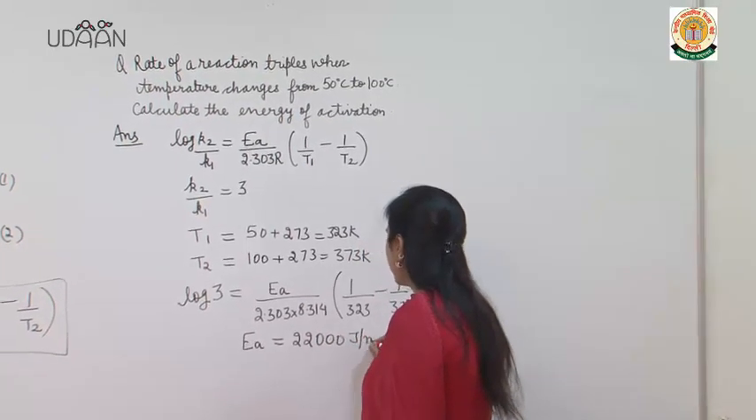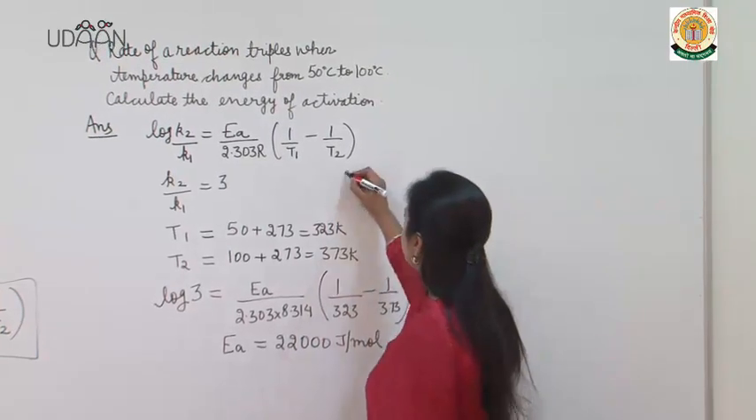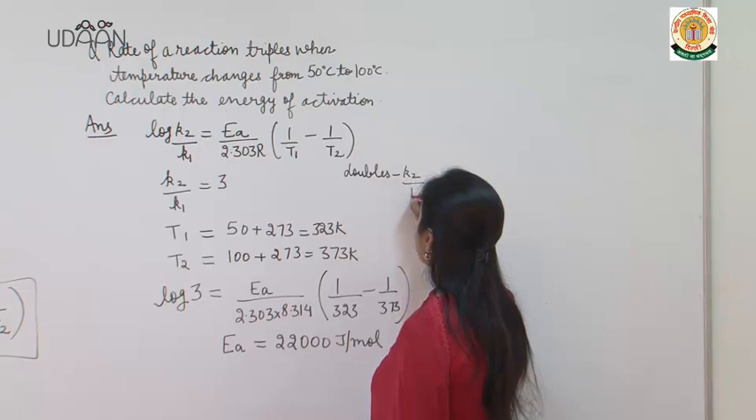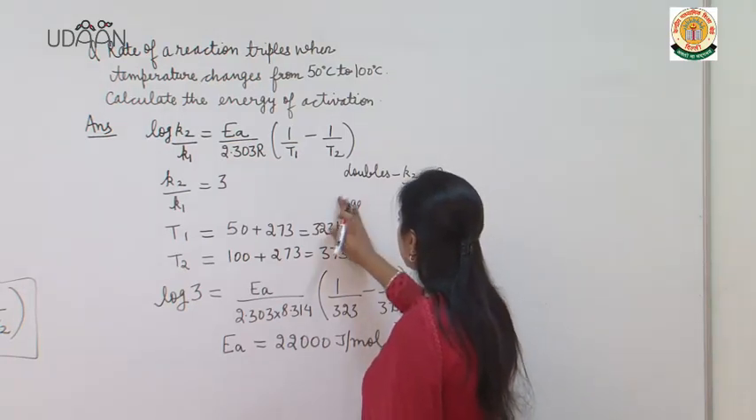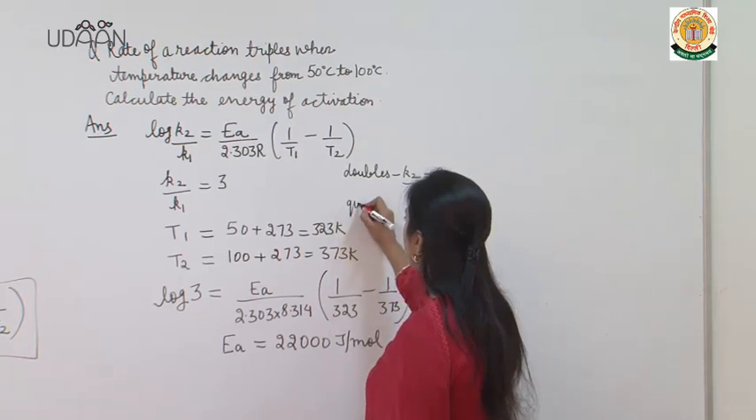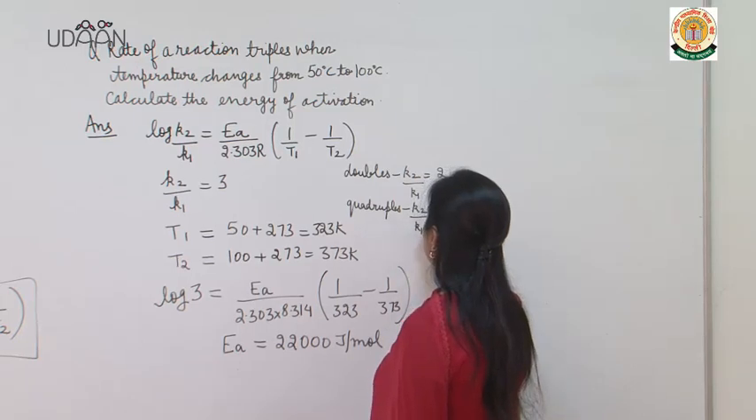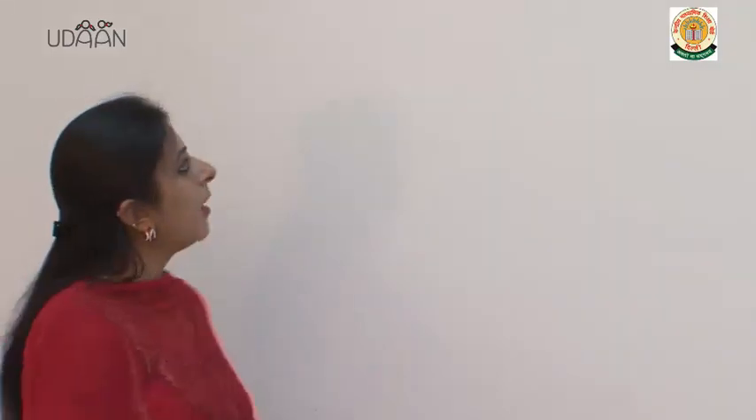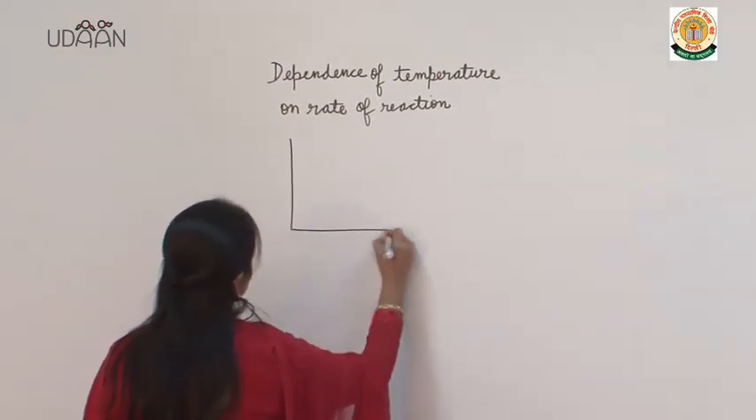22,000 joule per mole. अगर आपको लिखा होता that the rate of reaction doubles, तो doubles में आप क्या करते, K2 by K1 is equal to 2. अगर लिखा होता क्वेश्चन में that the rate of reaction quadruples, quadruples का मतलब है K2 by K1 is equal to 4. Now let us understand how temperature affects the rate of reaction with the help of a graph.